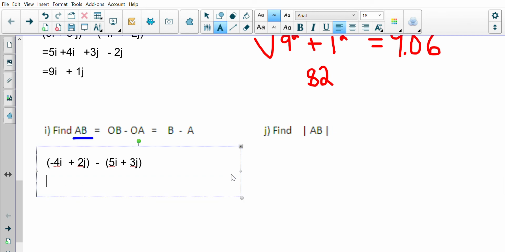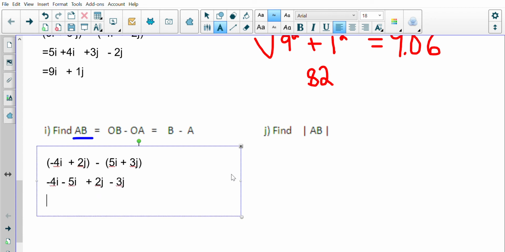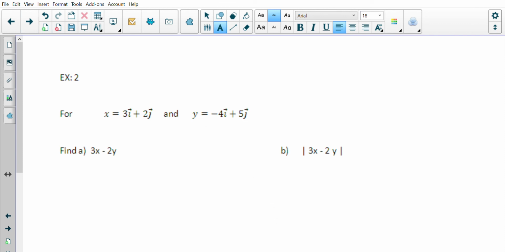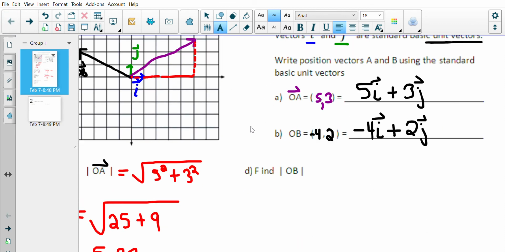And so what we'd end up with if we expanded that negative sign through the second bracket is a negative 4i minus a 5i, and then plus 2j minus 3j. And so we end up with minus 9i minus 1j.